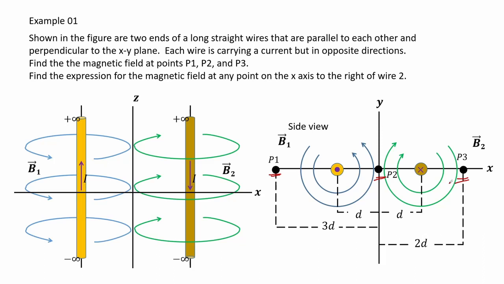Using the right-hand rule, we figure out the direction of the magnetic field for each wire. We see that they rotate in opposite directions. We change to the side view to better solve the problem. The first wire, its current is moving out of the page as indicated by the purple dot, and its magnetic field is rotating counterclockwise. For the second wire, the current is going into the page as indicated by the purple cross, and its magnetic field is rotating in a clockwise direction. The positions are indicated here also.